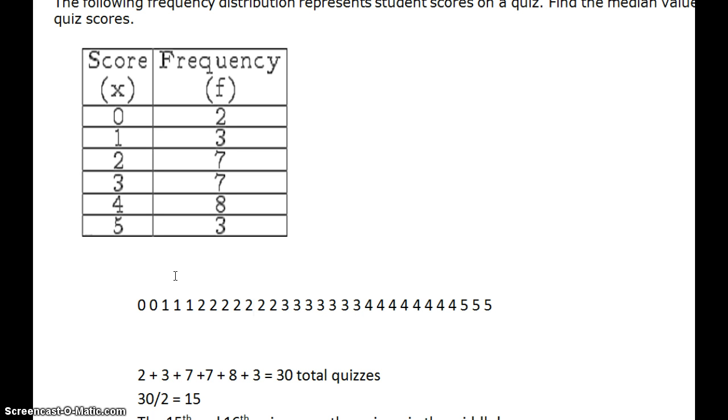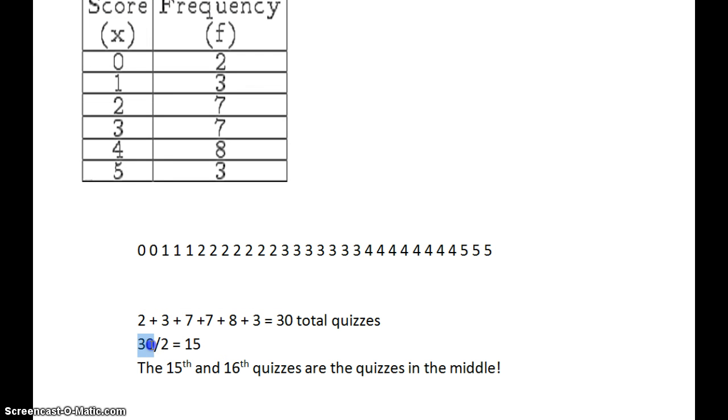We can find, if there's 30 numbers, what number is going to be in the middle. Well, 30 is even, so there's actually going to be 2 things in the middle. To find the middle, you divide it in half, and that gives you 15. So actually the 15th and 16th entries, the 15th and 16th quizzes are going to be the quizzes in the middle. So here's your method to find the middle again.